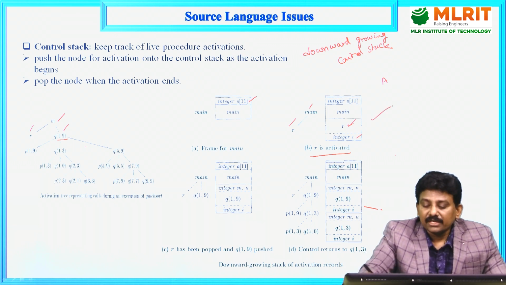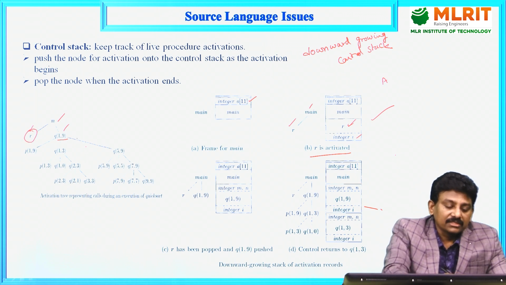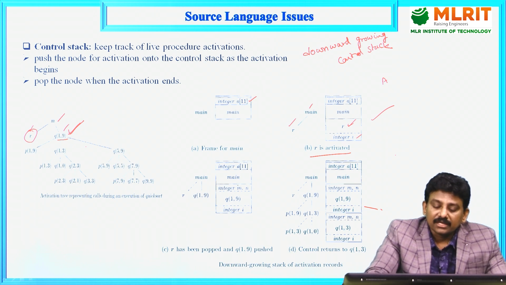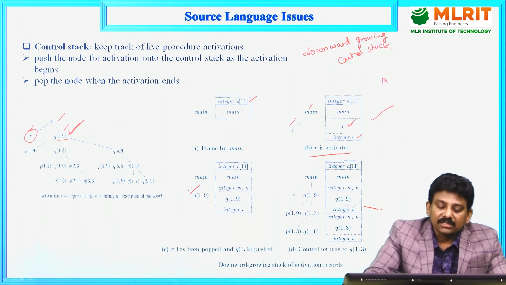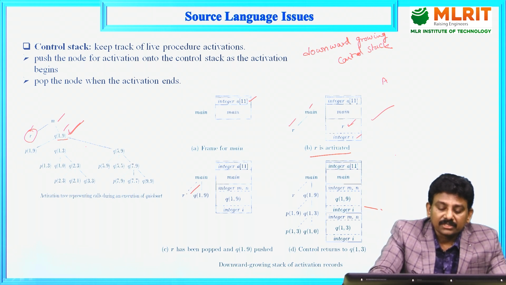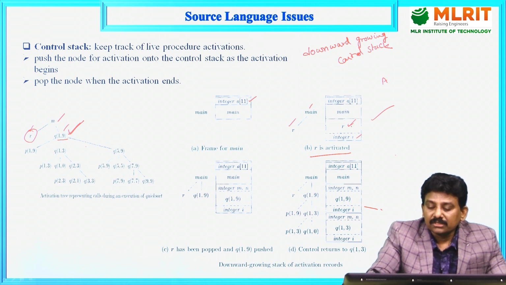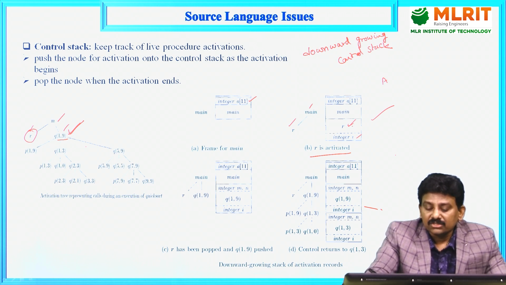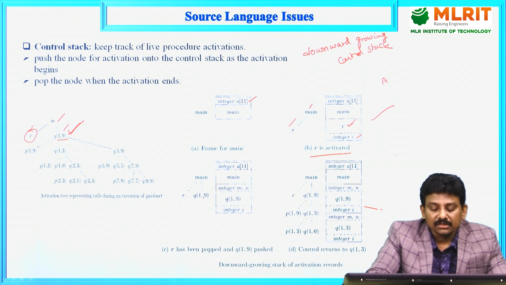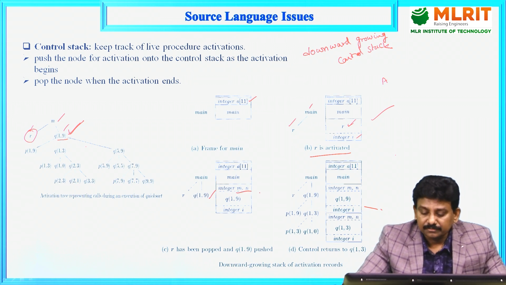Now, in this diagram, R is activated. After the read array function is completed, control goes to quicksort. In this diagram, the dash line represents the end of the procedure. Here, the dash line represents that the read array function has ended. So we can pop the read array activation record from the stack and push the quicksort activation record for quicksort 1, 9 along with the formal parameters m, n.